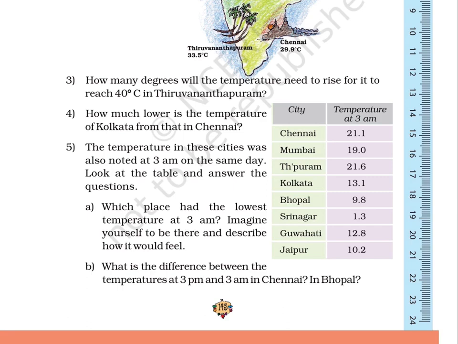To the right of it we have a table with two columns. Column 1 for city, column 2 for temperature at 3 a.m. We have the readings for different cities like Chennai, Mumbai, Thiruvananthapuram, Kolkata, Bhopal, Srinagar, Guwahati and Jaipur.